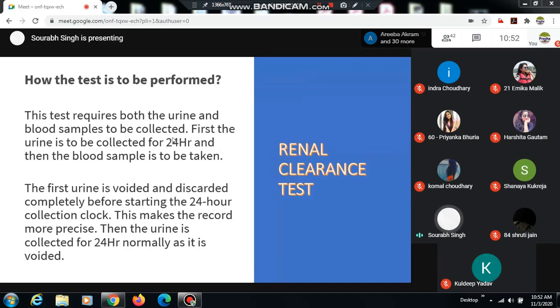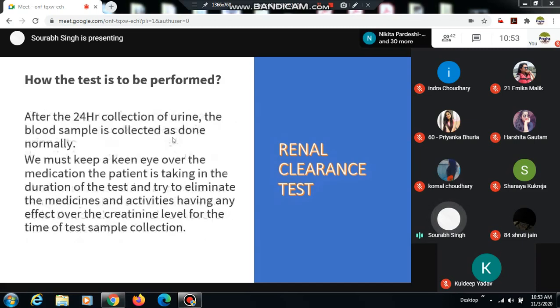This is done because the urine at that point of time is not created or generated by the body in that 24-hour span. And so if we consider that too, it will slightly affect our end results. If we discard the first urine, then the urine is collected for 24 hours normally as it is voided. After the 24-hour collection of urine, the blood sample is taken.